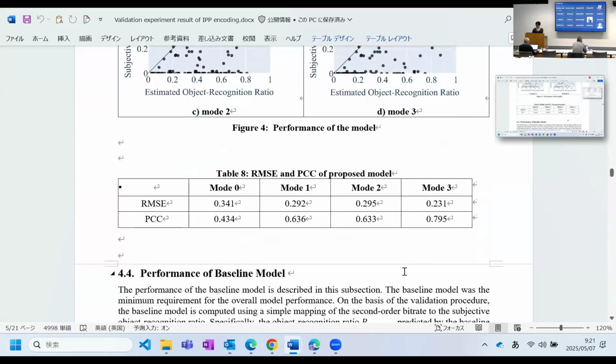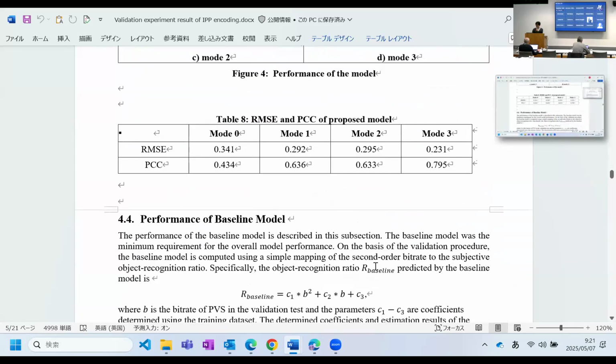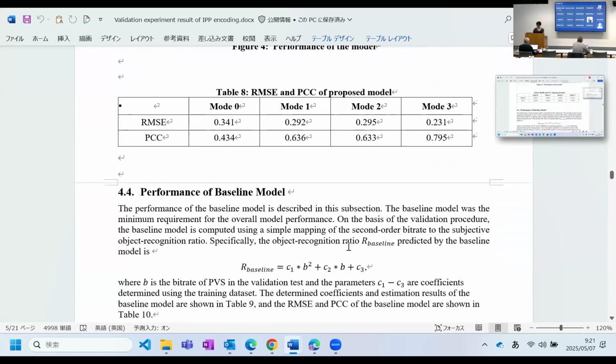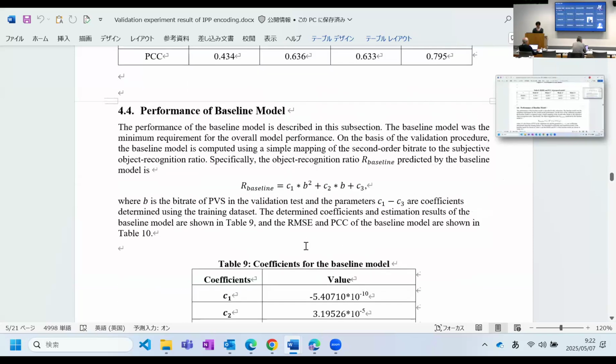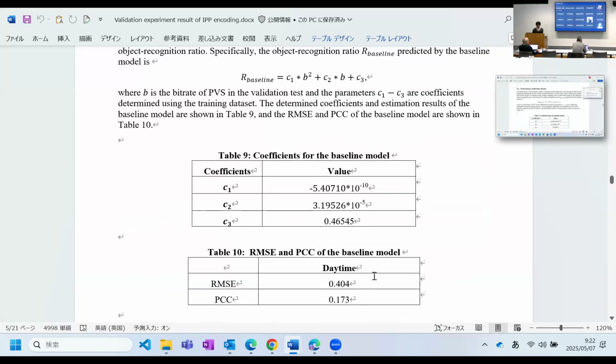And also we obtain the results compared to the baseline model. On the basis of the validation procedure, the baseline model is computed using a simple mapping of the second order bitrate to the subjective object recognition ratio. This is also the same as the before validation or intra-encoding data. The baseline model's performance is shown in this table. RMSE and PCC are shown for the baseline model.